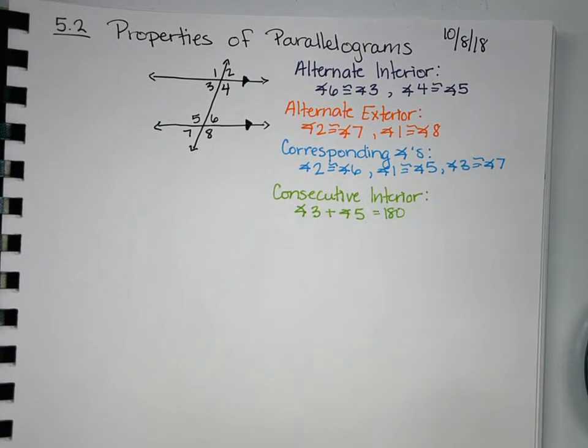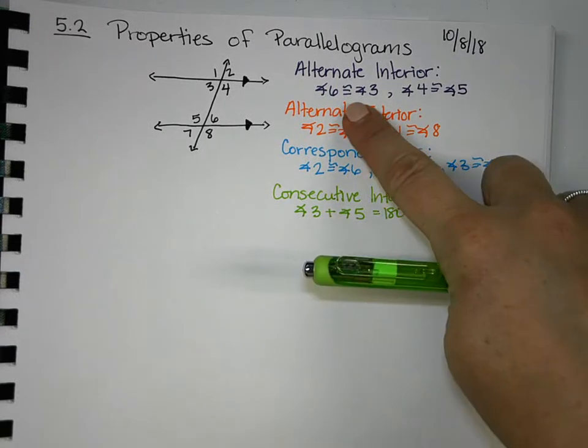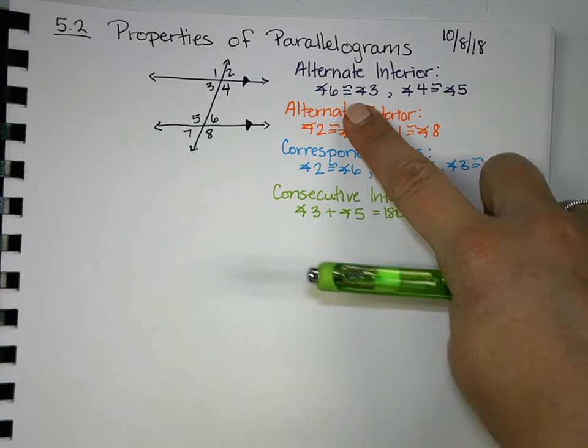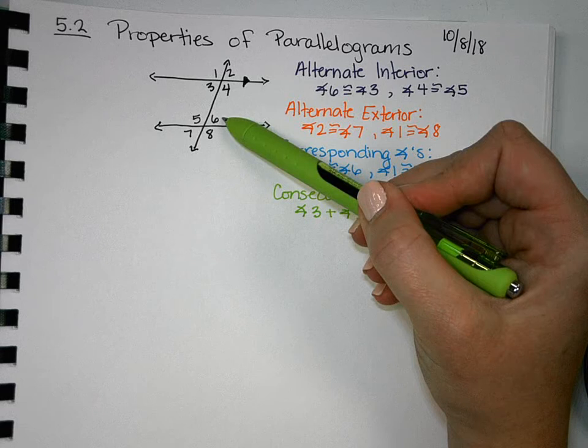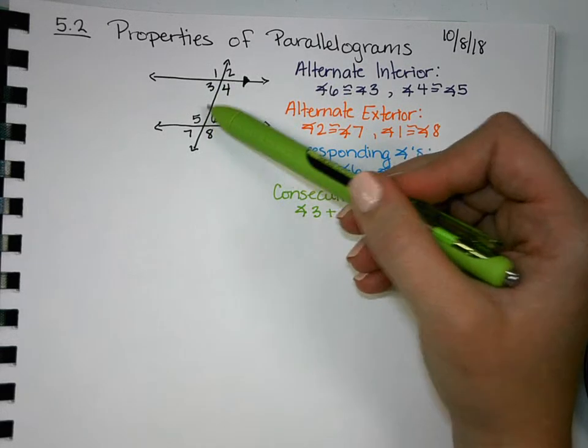And what's the other pair of consecutive interior? 4 and 6. Could you say 3 and 6? No, 3 and 6 are alternate interior. Those are congruent. Same side, so 3 and 6, see how they're on alternate sides of the line? We need to be on the same side.